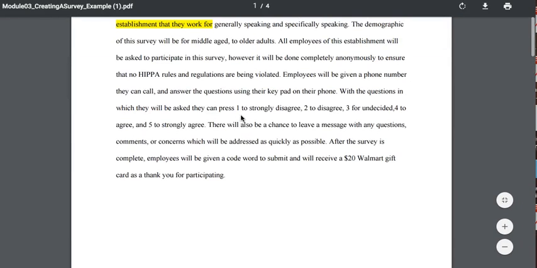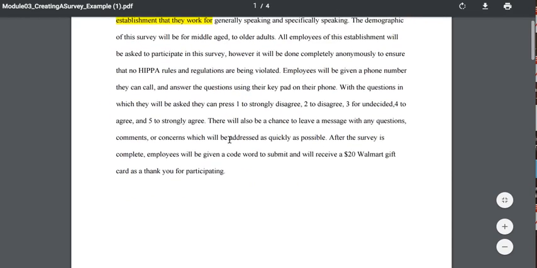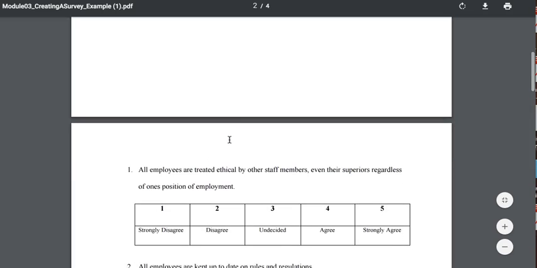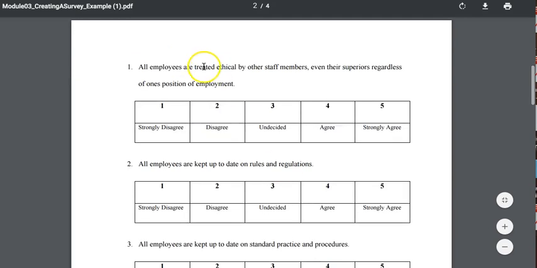I want to go back. The question here was they wanted to get an understanding of how employees feel about the establishment that they work for. So the stakeholders are employees, and they want to know how the employees feel about their employer. And the appropriate survey questions were developed. So, all employees are treated ethically by other staff members, even their superiors, regardless of one's position of employment. And they're asking them to answer: strongly disagree, disagree, undecided, agree, or strongly agree.